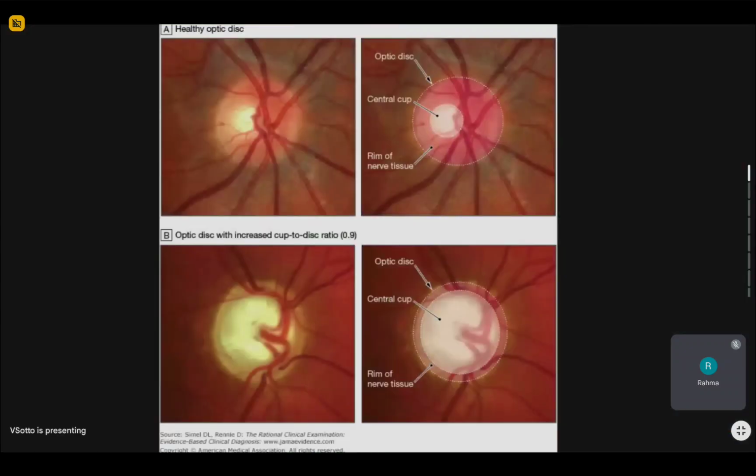I don't know what this slide is. So just a discussion on describing your nerve.